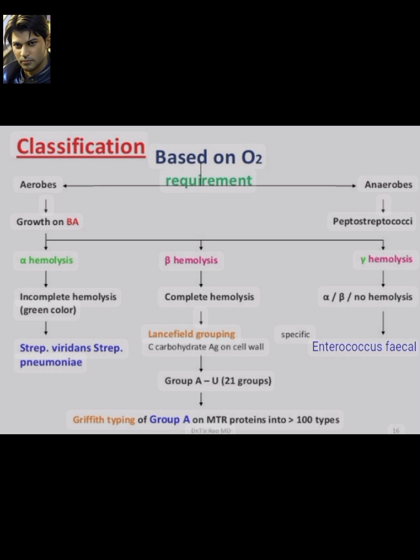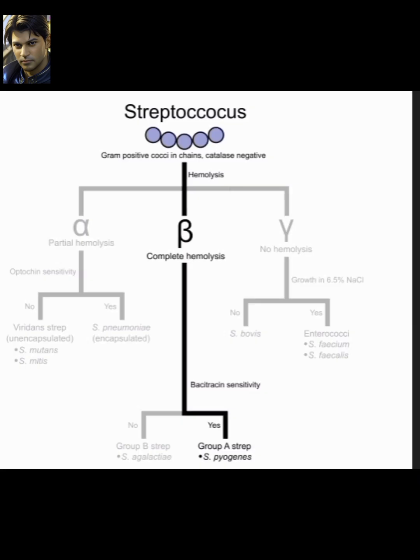They are classified on the basis of oxygen requirement. Some are aerobes and some are anaerobes. Anaerobes include the peptostreptococci. Aerobes are further divided on the basis of growth on blood agar. Some have alpha hemolysis, some have beta hemolysis, and some have gamma hemolysis. The beta hemolytic streptococci are further grouped on the basis of Lancefield groups.